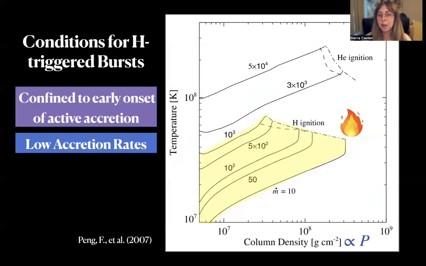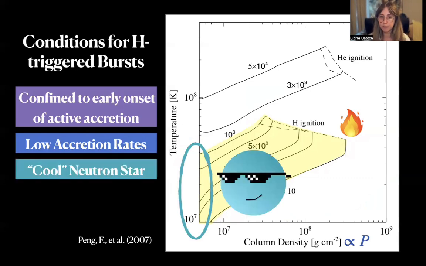We can also use this graph or this figure to look at the temperature on the side. We see relative to helium ignition, we need a cooler surface temperature. So this requires a cool neutron star.